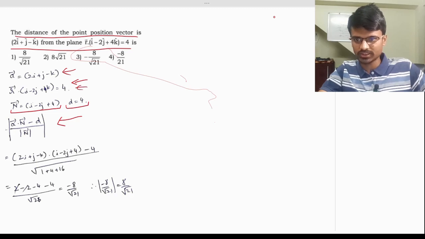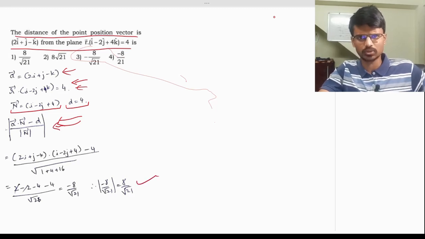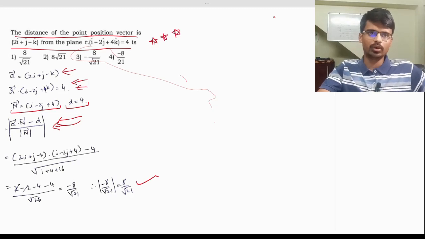We know the standard formula that you read in your textbook: A dot n cap minus d divided by magnitude of n. So by directly substituting the values in the formula, you can find that out. Okay, this is an easy question. You can expect a similar question, maybe. This is also an important question. That is all I have got.